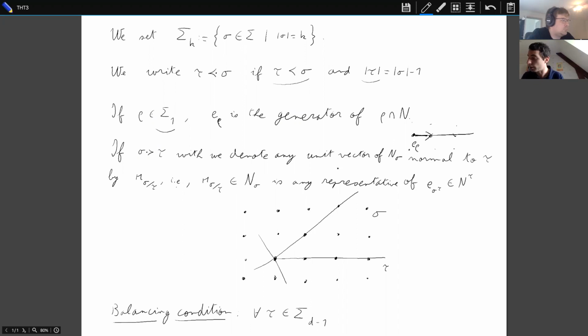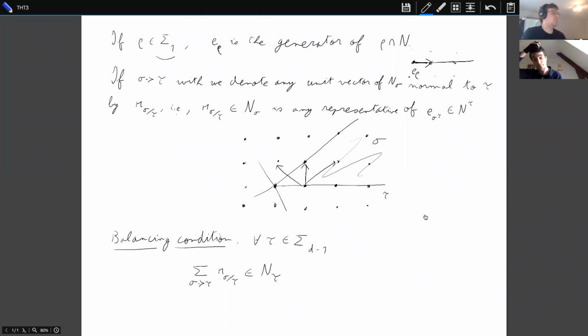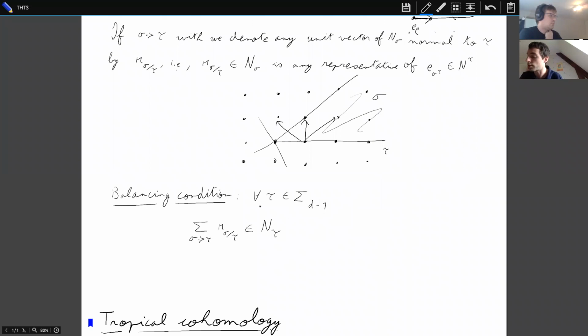And I denote the unit vector of N sigma normal to tau like that. It's a Gothic n sigma over tau. So for instance, if sigma is like that and tau is this one, I can take n sigma tau to be, for instance, this one or this one or this one. Any unit vector in the sense of lattice, which is transverse to tau and which lives in the half space of sigma. Okay. So for instance, we have the balancing condition, which is for any face of codimension one in sigma, the sum of the unit vectors around it belongs to N tau. This is a balancing condition.